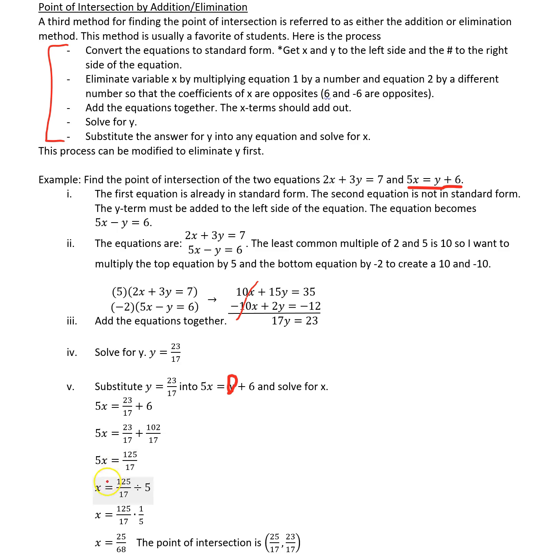Right now I have 5x equals that 125 over 17. I need to solve for x by dividing by 5. When I divide by 5, I remind myself that I actually need to multiply by the reciprocal of 5, which is 1/5. So 125 will reduce down to 25, and the 5 will reduce to a 1. So multiplying straight across, I find out that x equals 25 over 17. So the point of intersection is the ordered pair 25 over 17 and 23 over 17.